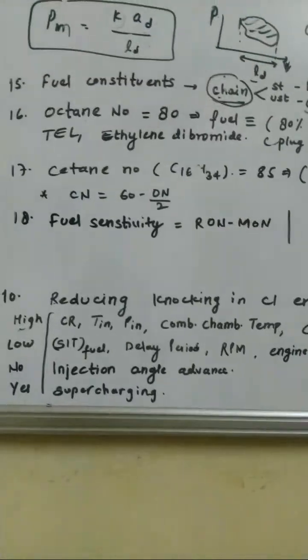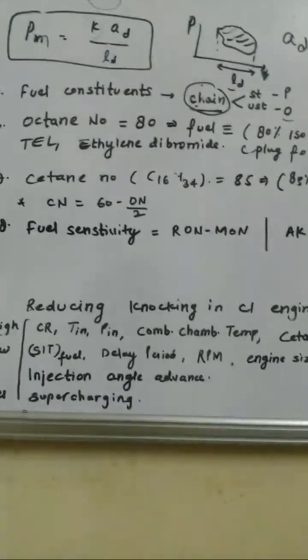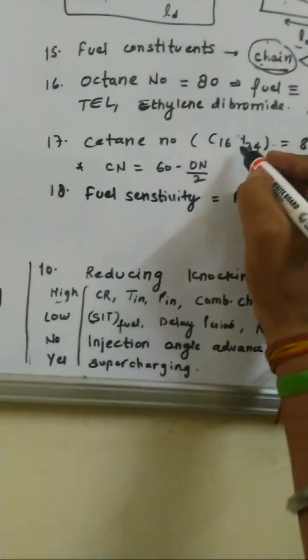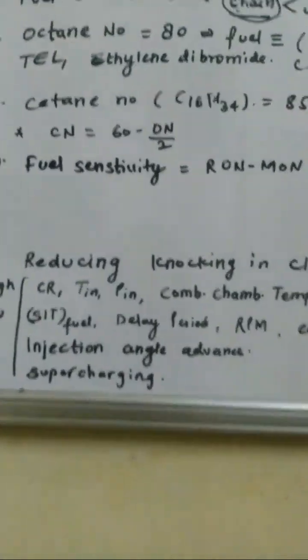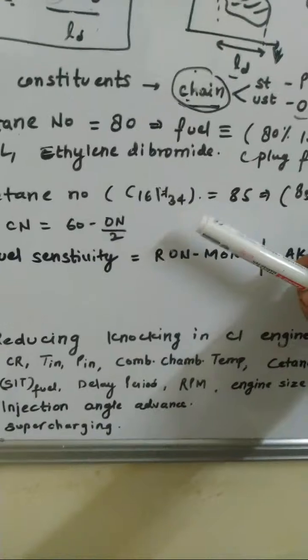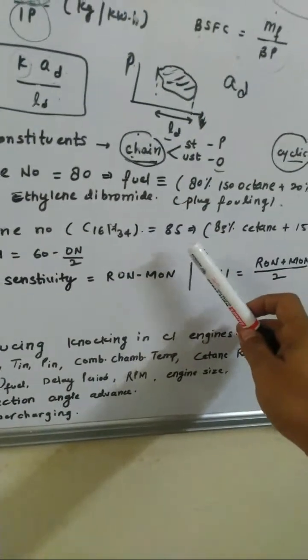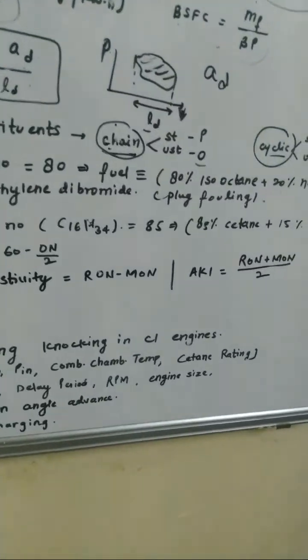In a similar way is the cetane number. Cetane is C16H34. This is the cetane. So once again, what is the significance of the cetane number? Suppose the cetane number of my fuel is 85.